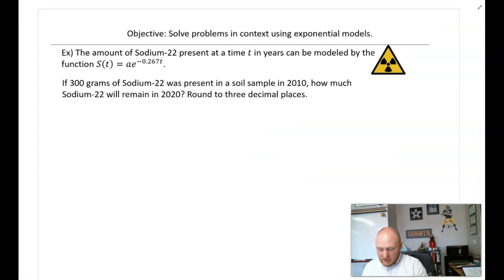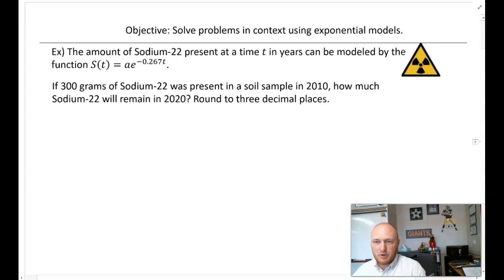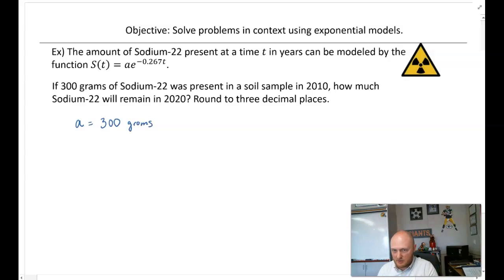Next example. Here it says the amount of sodium-22 present at a time t in years can be modeled by the function s of t is equal to a times e to the power of negative 0.267 t. They say if 300 grams of sodium-22 was present in a soil sample in 2010, how much sodium-22 will remain in 2020? Round to 3 decimal places. One thing that they do with this function is they leave out the initial value, the a value, but they give it to us in the question stem. So here the initial amount is 300 grams.